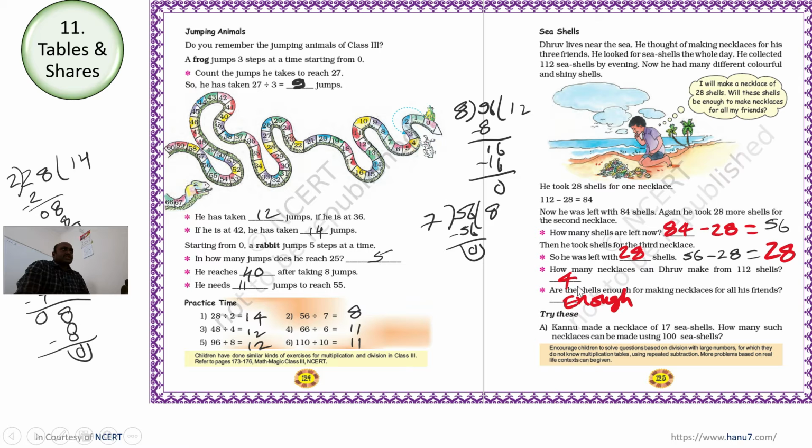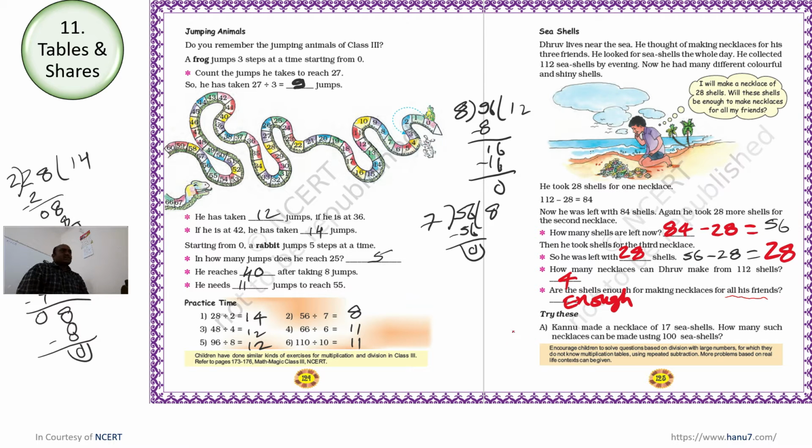So how many necklaces do you want to make? 4 necklaces. 4 into 28 will give you 112. So they are sufficiently enough to make the necklaces you decided. He decided to do it for how many friends? For 3 friends only. But here it is available for 4 persons. So that is why you can say, yes, they are enough for all his friends.